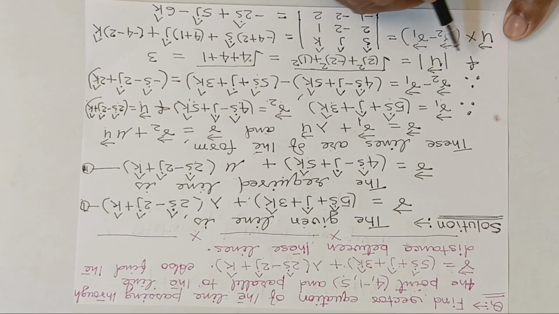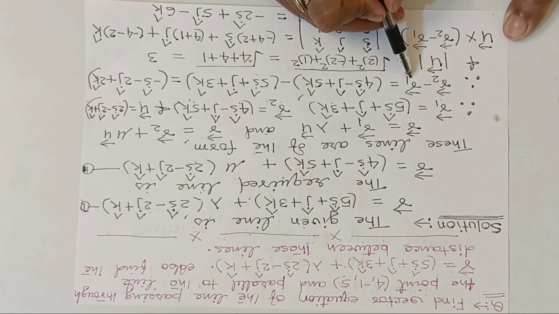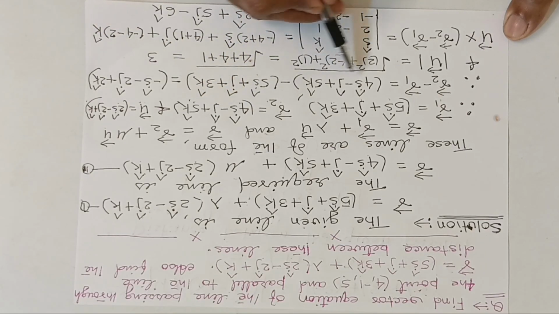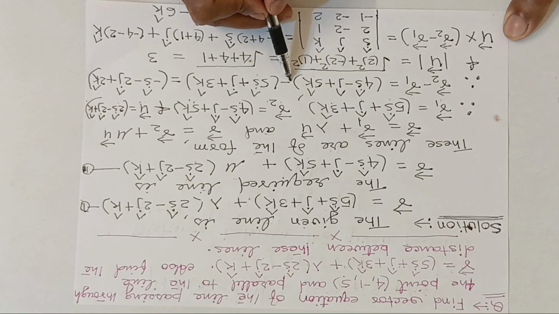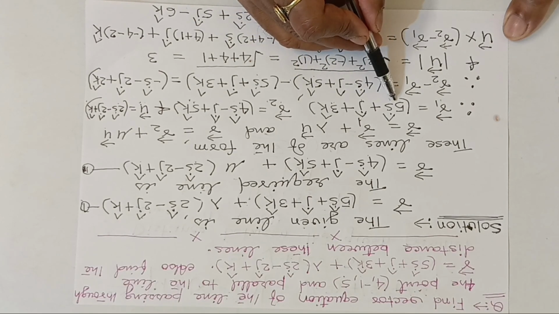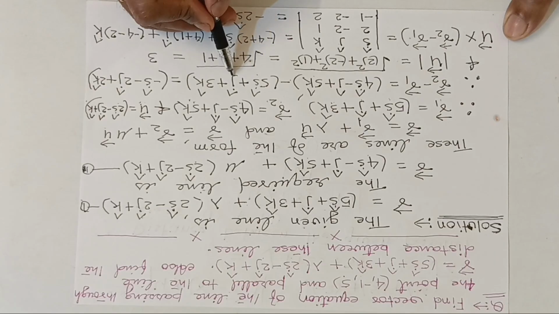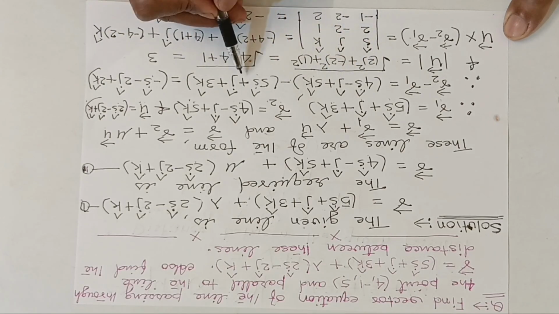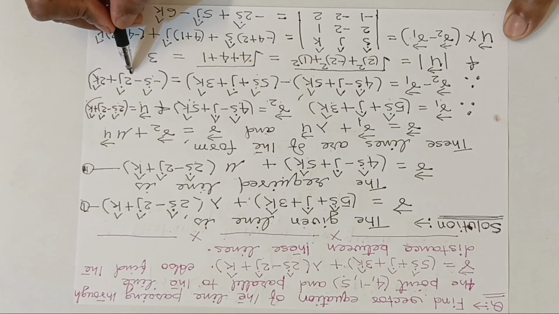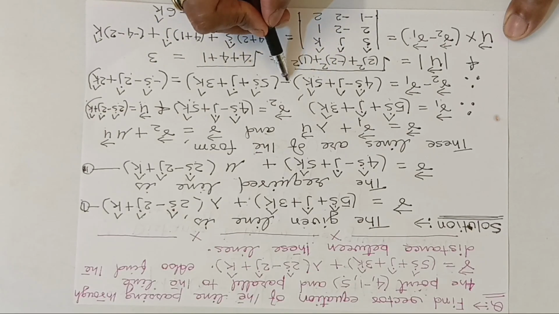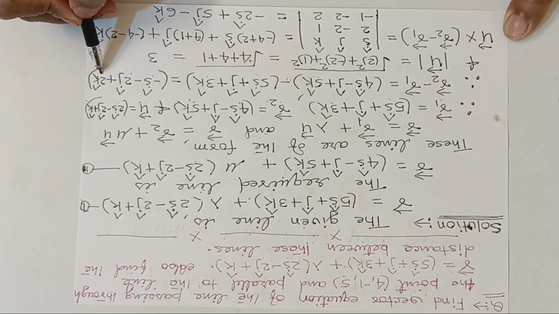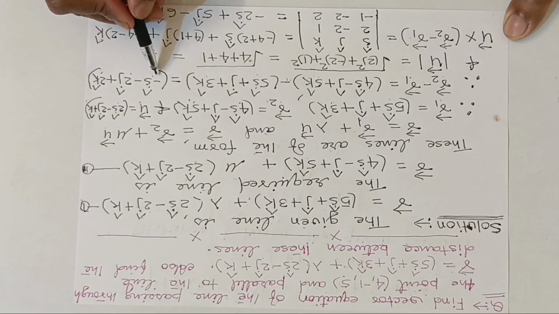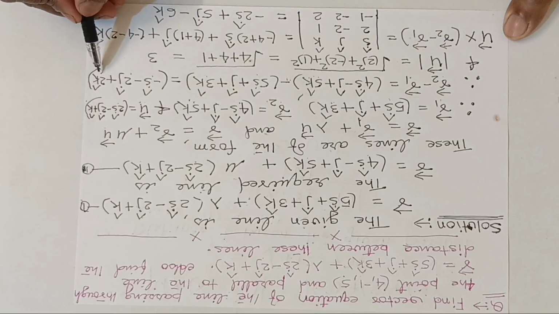Therefore, vector r2 minus vector r1 = (4i - j + 5k) - (5i + j + 3k). 4i minus 5i is minus i, minus j minus j is minus 2j, 5k minus 3k is plus 2k. So vector r2 minus vector r1 = -i - 2j + 2k.